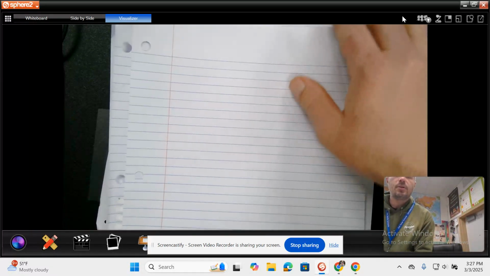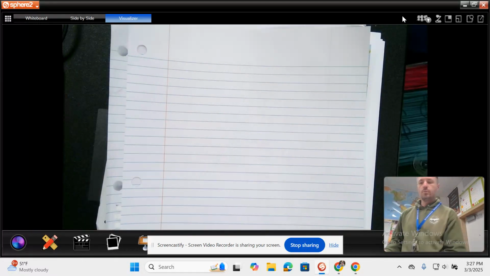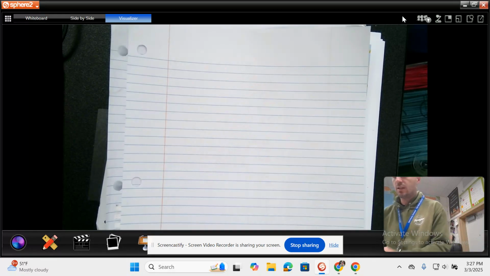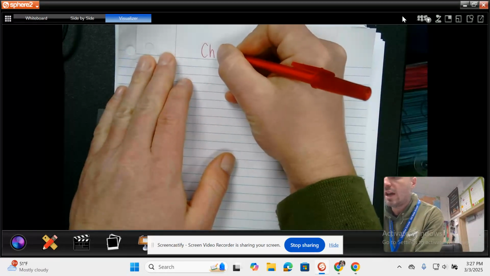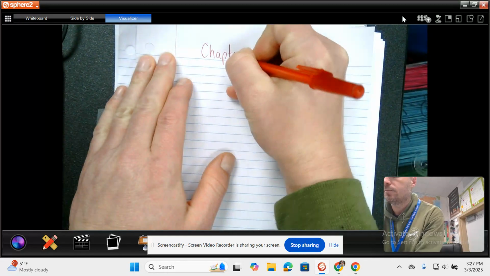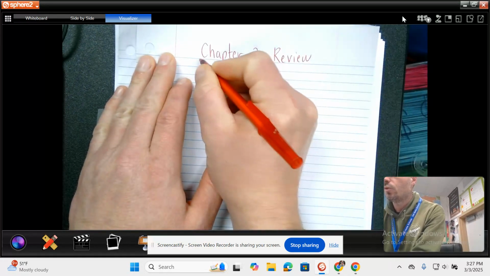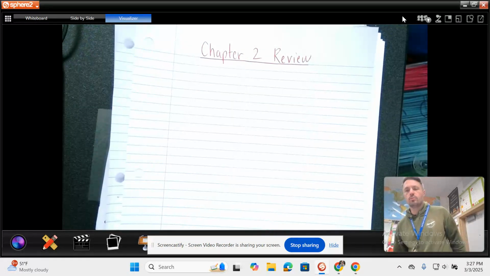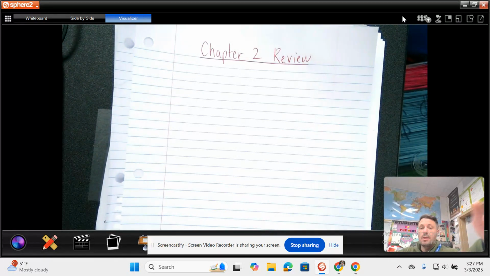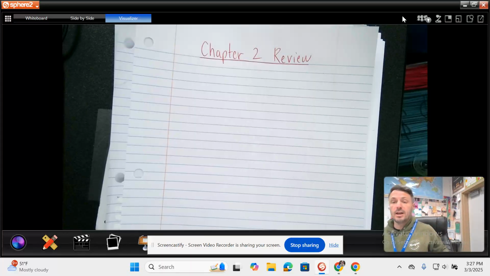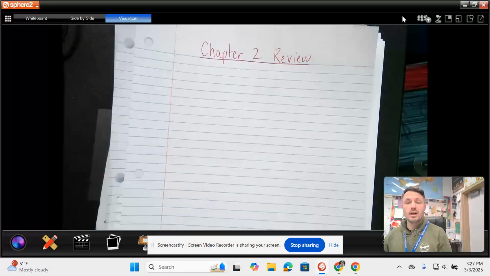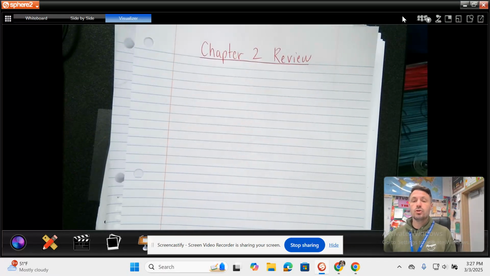At the top of the next available page in your math notebook, please write the title of today's lesson, which is Chapter 2 Review. So we're going to review the most important parts of Chapter 2 today. Now, Chapter 2 was all about multiplying, and it was mainly about multiplying one-digit numbers by two or three-digit numbers and two-digit numbers by two or three-digit numbers.